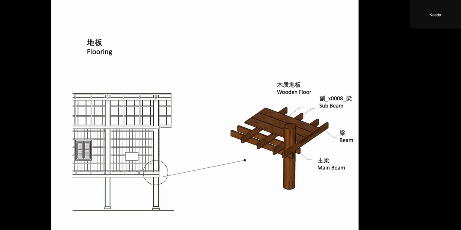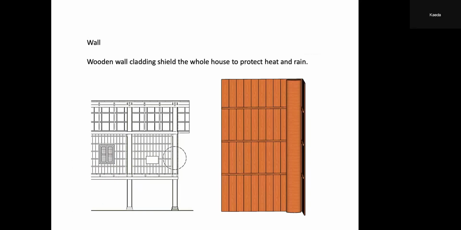The wall has an important function. This wooden wall cladding shields the whole house to protect from heat, and the space between the wall base and the floor also permits air ventilation into the house.